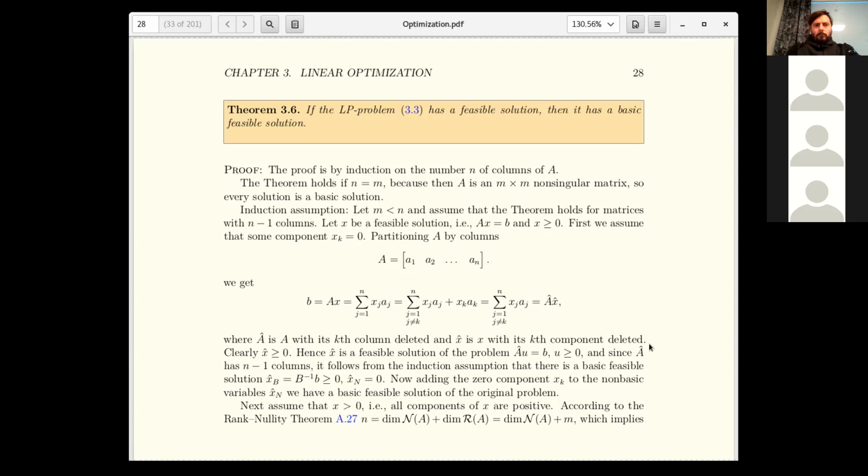So let's say that we have a feasible solution. Obviously, if it doesn't have a feasible solution, then we have nothing to prove, because we said that if it has a feasible solution, then it has a basic feasible solution. So let's say that we have some feasible solution x, some vector x that satisfies Ax equals b, right?